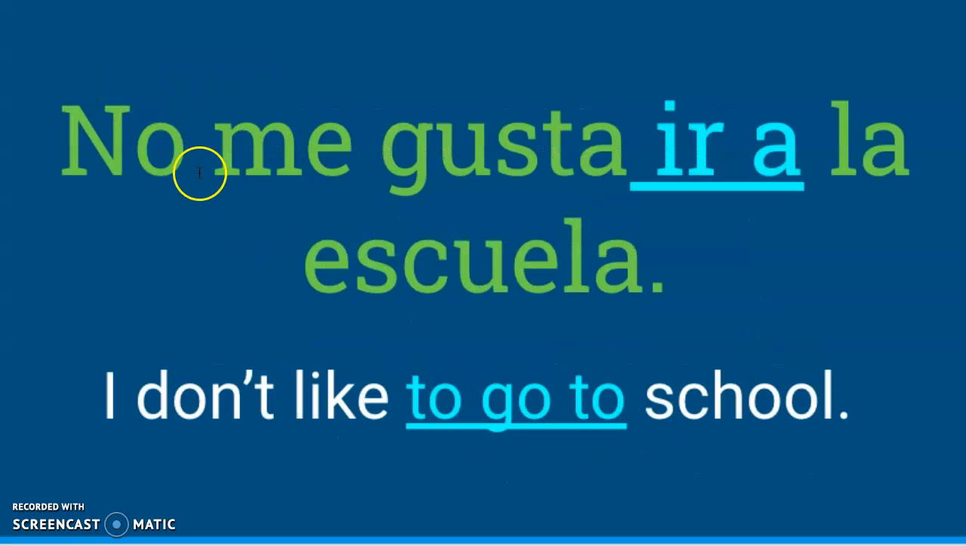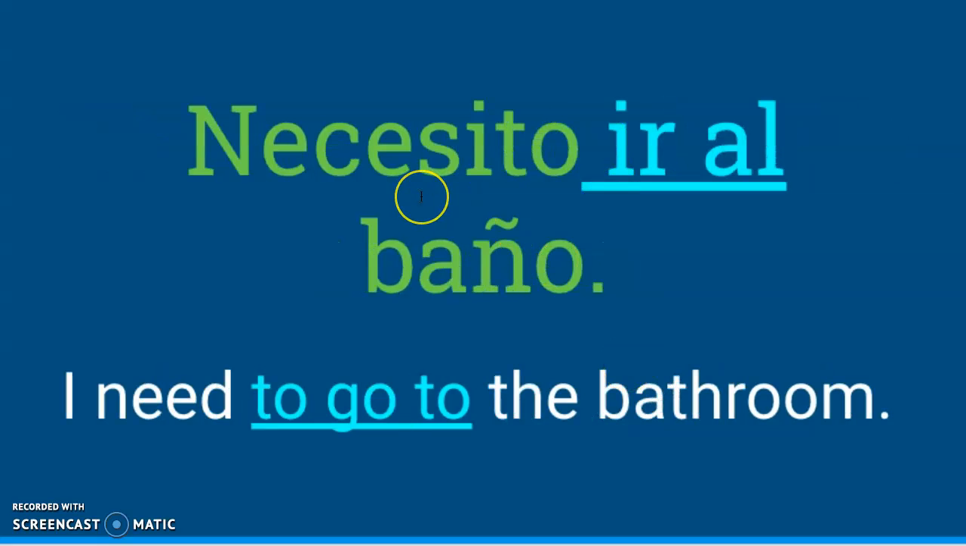So for example, if I want to say, no me gusta ir a la escuela, me gusta already means I don't like. And then ir a means to go to. I don't need to change it because it already says exactly what I want to say in this sentence, to go to. I don't like to go to school. Necesito ir al baño. I need to go to the bathroom. Necesito has already been changed for yo. I can tell because it has that O on the end. I don't need to do anything with this because it already means to go to, which is exactly what I want to say in Español.